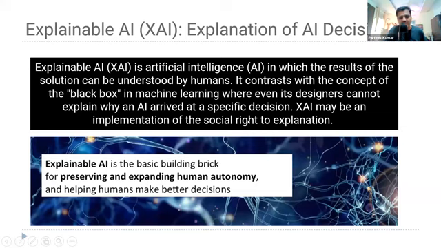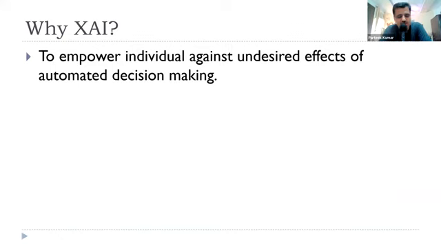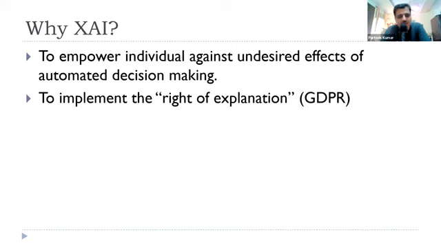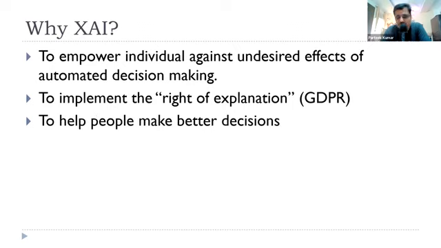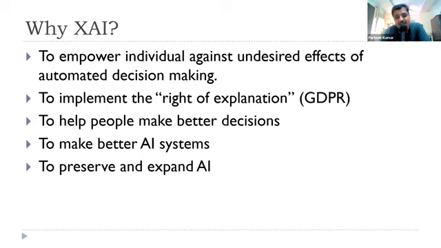So I hope this makes sense, that it becomes very important for industries to have explainable AI in place, so that instead of black boxes, we have something to generate explanations and provide the social right to explanations. I can conclude that explainable AI empowers individuals against the undesirable effects of automated decision making. To implement the right of explanation, GDPR helps people make better decisions. It helps make better AI systems, so AI developers can use it, and it helps to preserve and expand AI. I like this last statement very much.